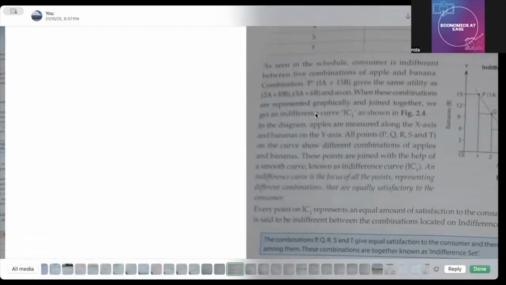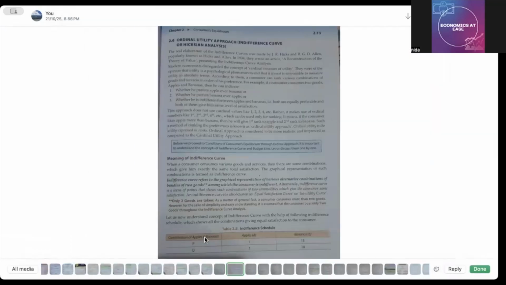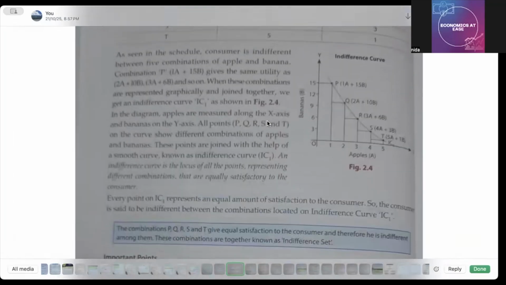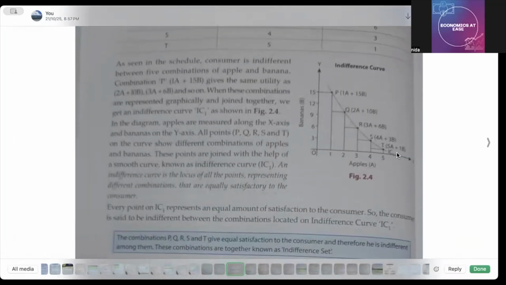So we can have these combinations of apples and bananas at the various points P, Q, R, S, T. If you take 1 apple, then 15 bananas; if you take 2 apples, then 10 bananas. You make various combinations and then you get a curve. It is a downward sloping curve, and that is known as the indifference curve. When these combinations are represented graphically and joined together, we get an indifference curve. That is IC1, IC being indifference curve.